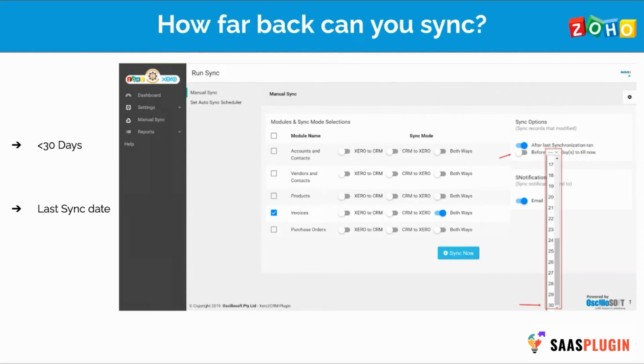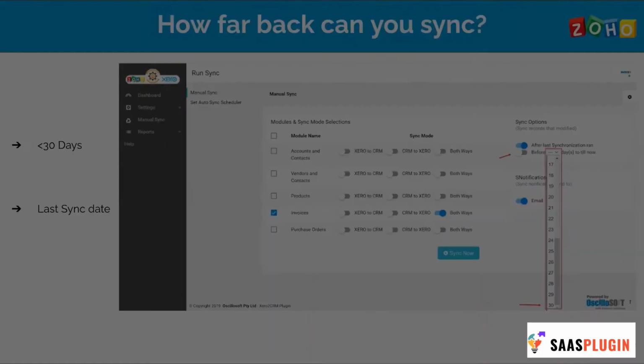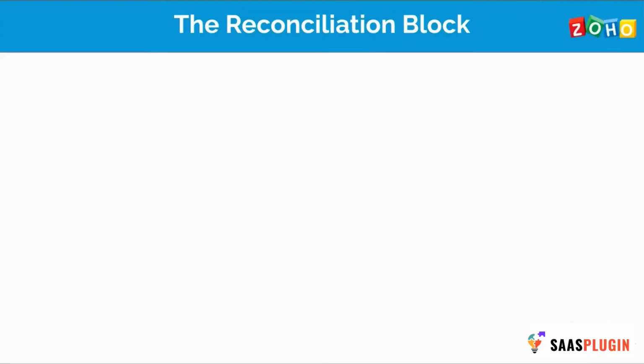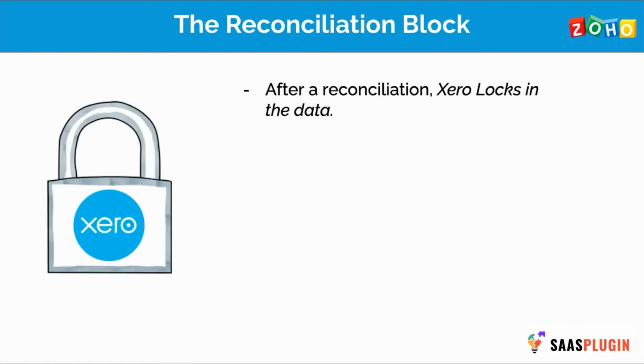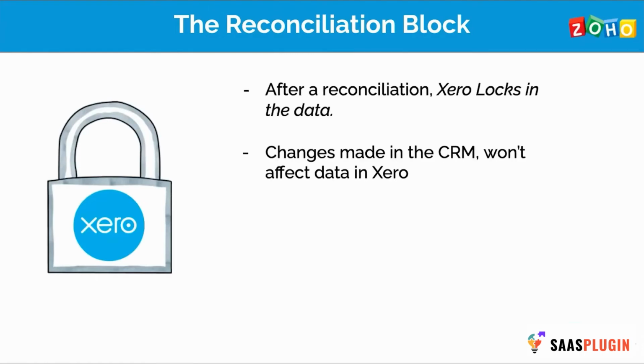Regarding this sync, however, there are a few technicalities that come to the surface as you start to use it more. One of the more common of these, and one I'd particularly like to point out, is the reconciliation block, as I like to call it. Basically, what's happening here is after a reconciliation or a payment is confirmed, Xero locks in the data as it's finalized. After this, however, if any changes need to be made, any updates in the CRM won't affect the data in Xero, even if the sync is enabled.